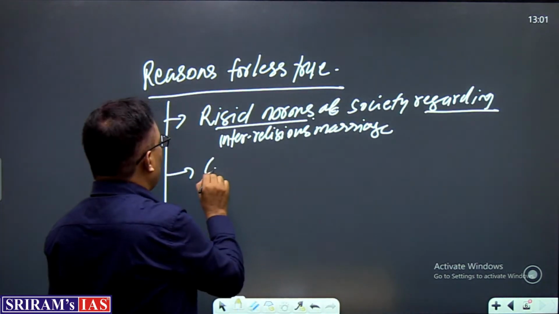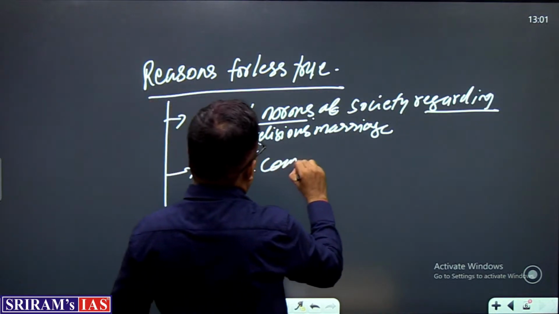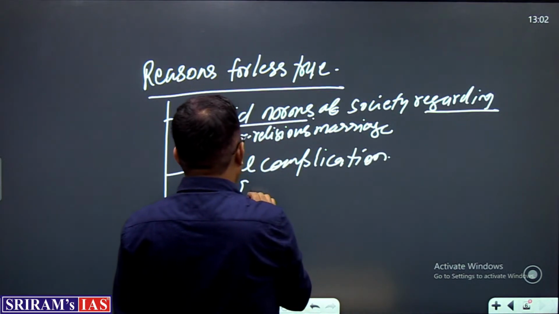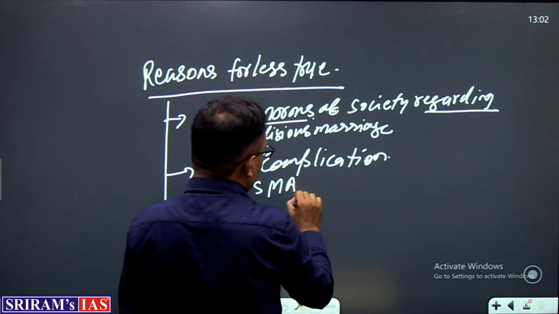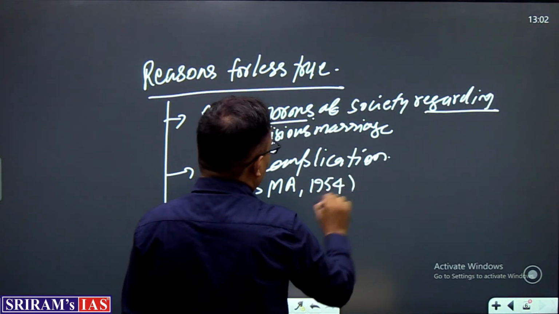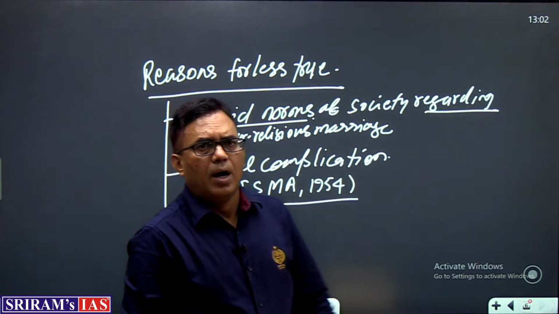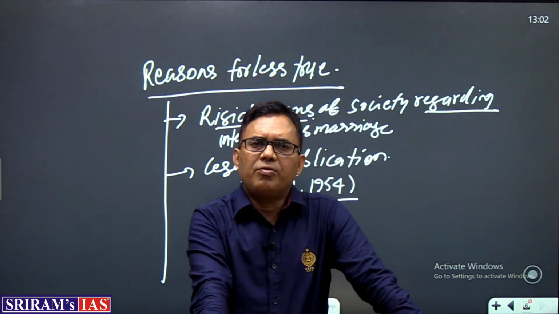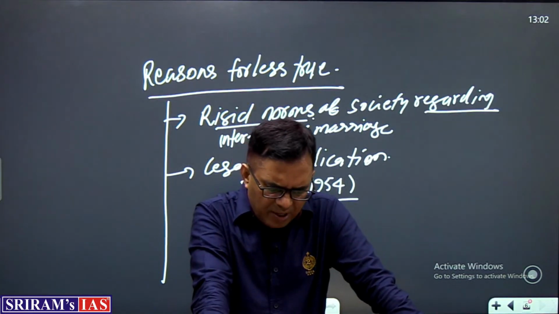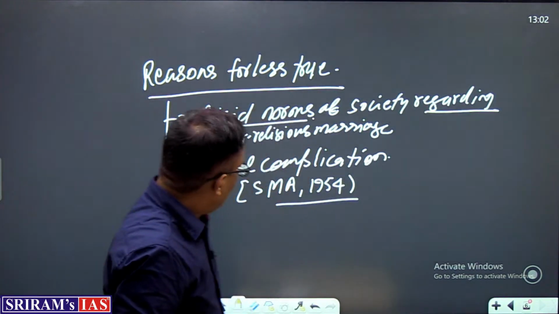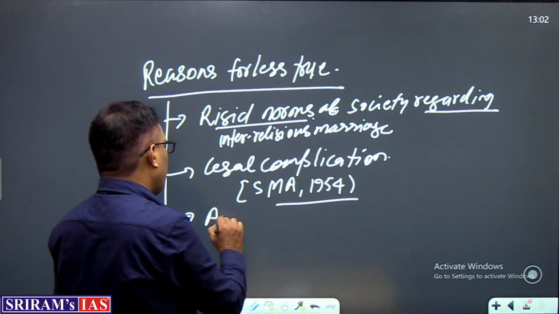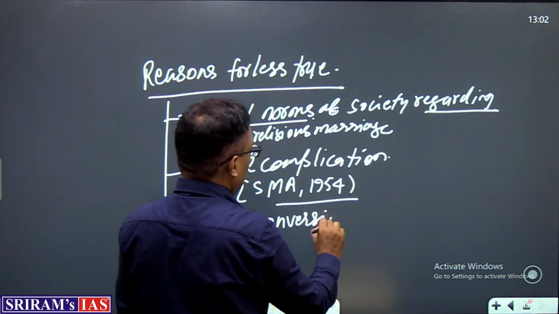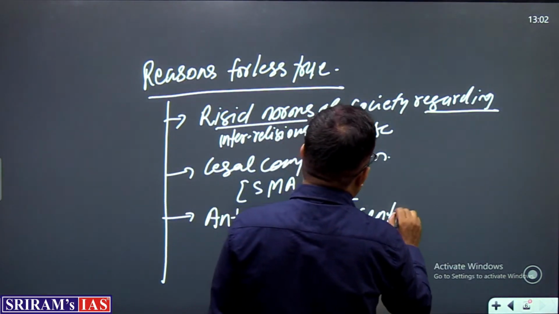Second, consider legal complication. By the way, I told you that as per the Special Marriage Act 1954 somehow it talks about this. Again, now in the present situation in India, there are some states which are sometimes not in favor of intercaste, interreligious basically marriage. Third, considered in our country, we have anti-conversion sentiment.